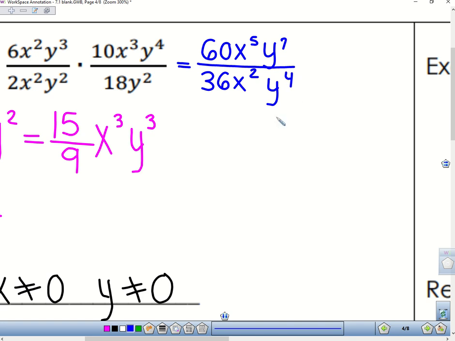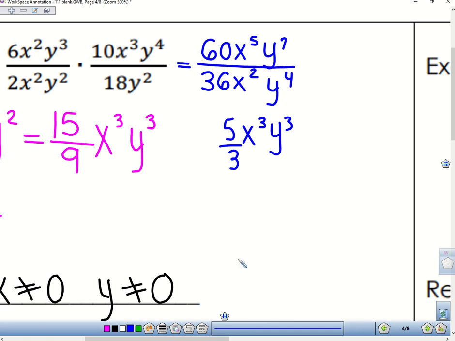Now once you do that, you're going to simplify this. 60 and 36 are both divisible by 12. So we can reduce that by dividing the numerator and denominator by 12, which comes out to be 5/3. X to the 5th divided by x to the 2nd is x to the third. And then y to the 7th divided by y to the 4th is y to the 3rd. See how we end up with the same answer regardless of which method we choose.